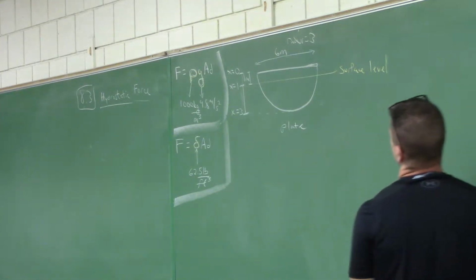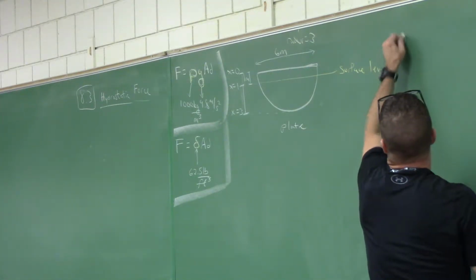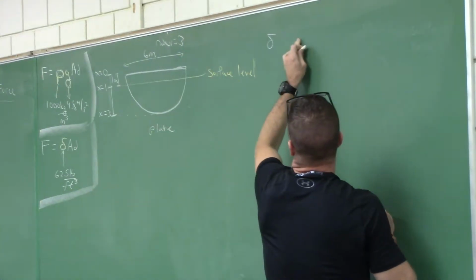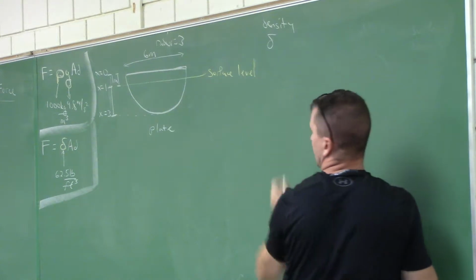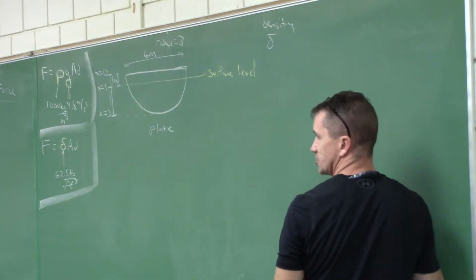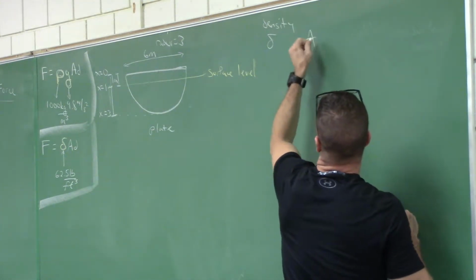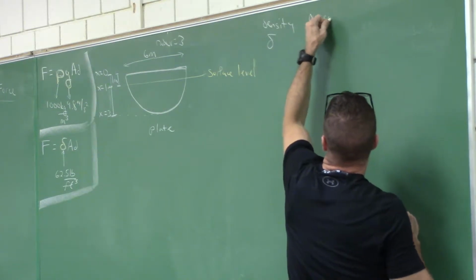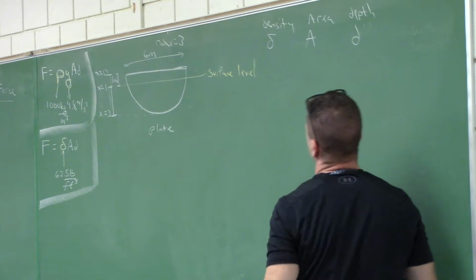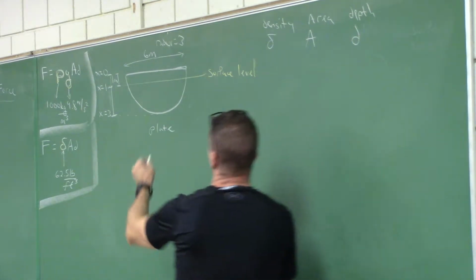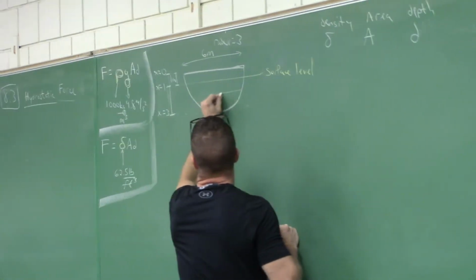Let me put this up here. D for density, because we're talking about the force, and we'll get one strip. D for density, A for area, D for depth. But I need one strip. How about right here? And this strip.